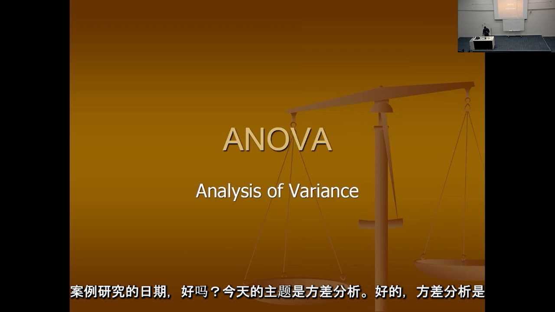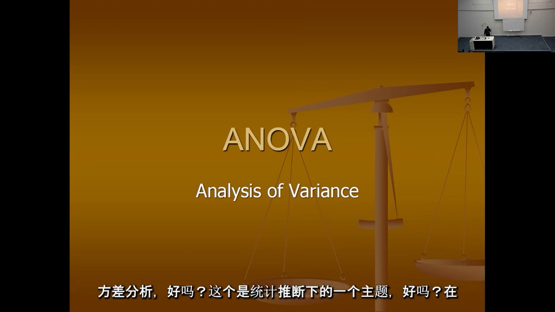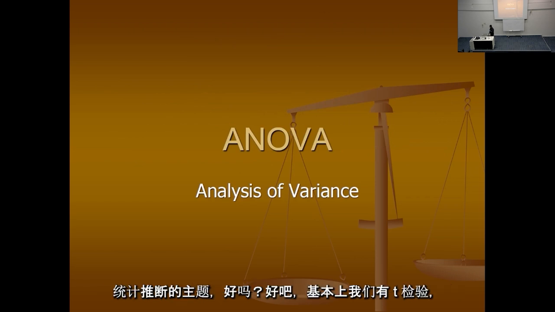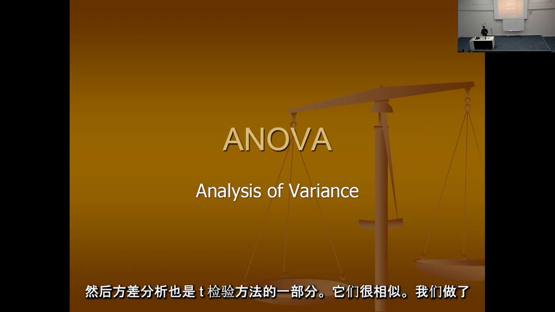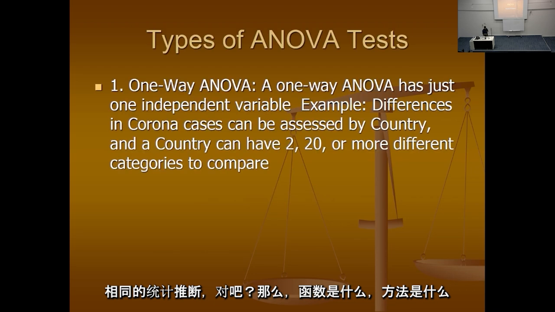Alright, so today's topic is ANOVA. ANOVA is the analysis of variance. This is a topic under statistical inference. Basically, we have the t-test, the one-sample t-test, the two-sample t-test, and also the paired t-test and so on. ANOVA is a method related to the t-test also. They are similar. We do the same statistical inference, right?